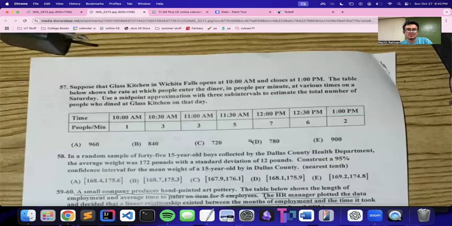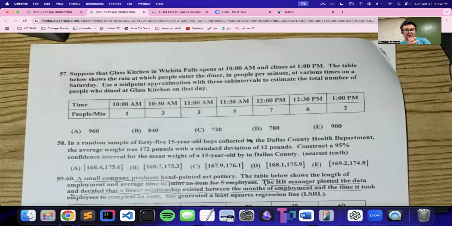In this case, we have a midpoint approximation with 3 subintervals on this day. Since they said midpoint approximation, that's why they didn't specify equal intervals, but I think it is equal in this case. So our intervals are going to be 10 to 11, 11 to 12, and 12 to 1. These values represent people per minute. In our first interval, which is 60 minutes, our midpoint, the 10:30, was 3 people per minute for 60 minutes. Our second interval was 5 people per minute for 60, and our last was 6 people per minute for 60.